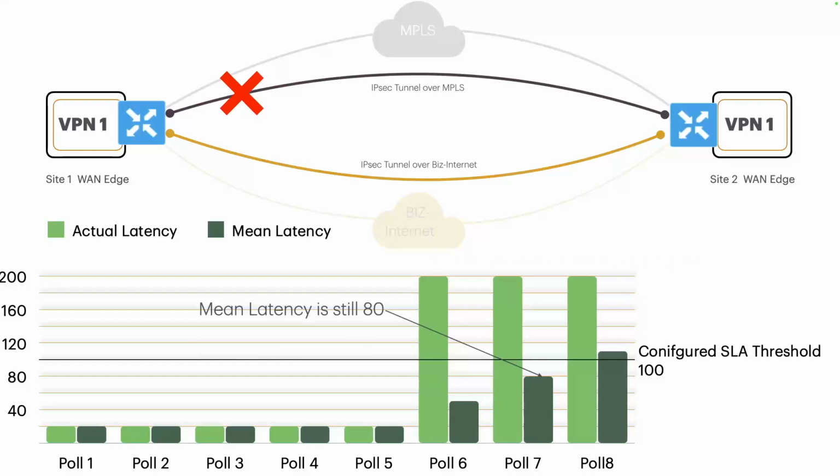As we hit poll 7, the actual latency stays high. Our mean latency is climbing, now hitting about 80 milliseconds. But we still haven't triggered a reroute. We're essentially giving the circuit a grace period to see if this is just a momentary blip.